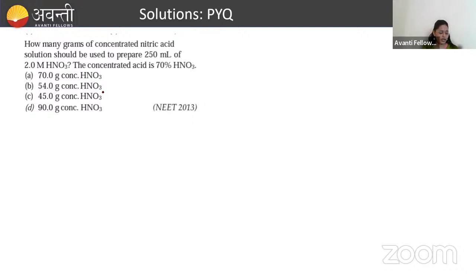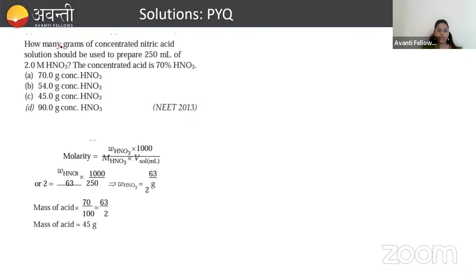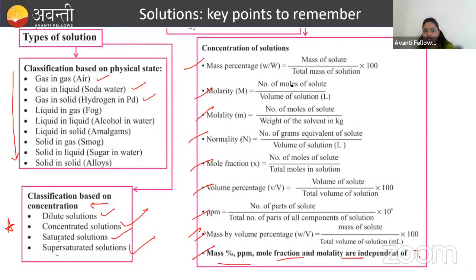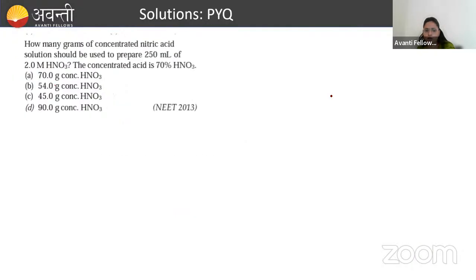So here, which concentration term, molarity or molality, do we have to use? So we will use molarity here. What was the formula? Number of moles of the solute present in 1 liter of the given solution. See, you can see the definition here: molarity is the number of moles of solute in 1 liter volume of a solution.